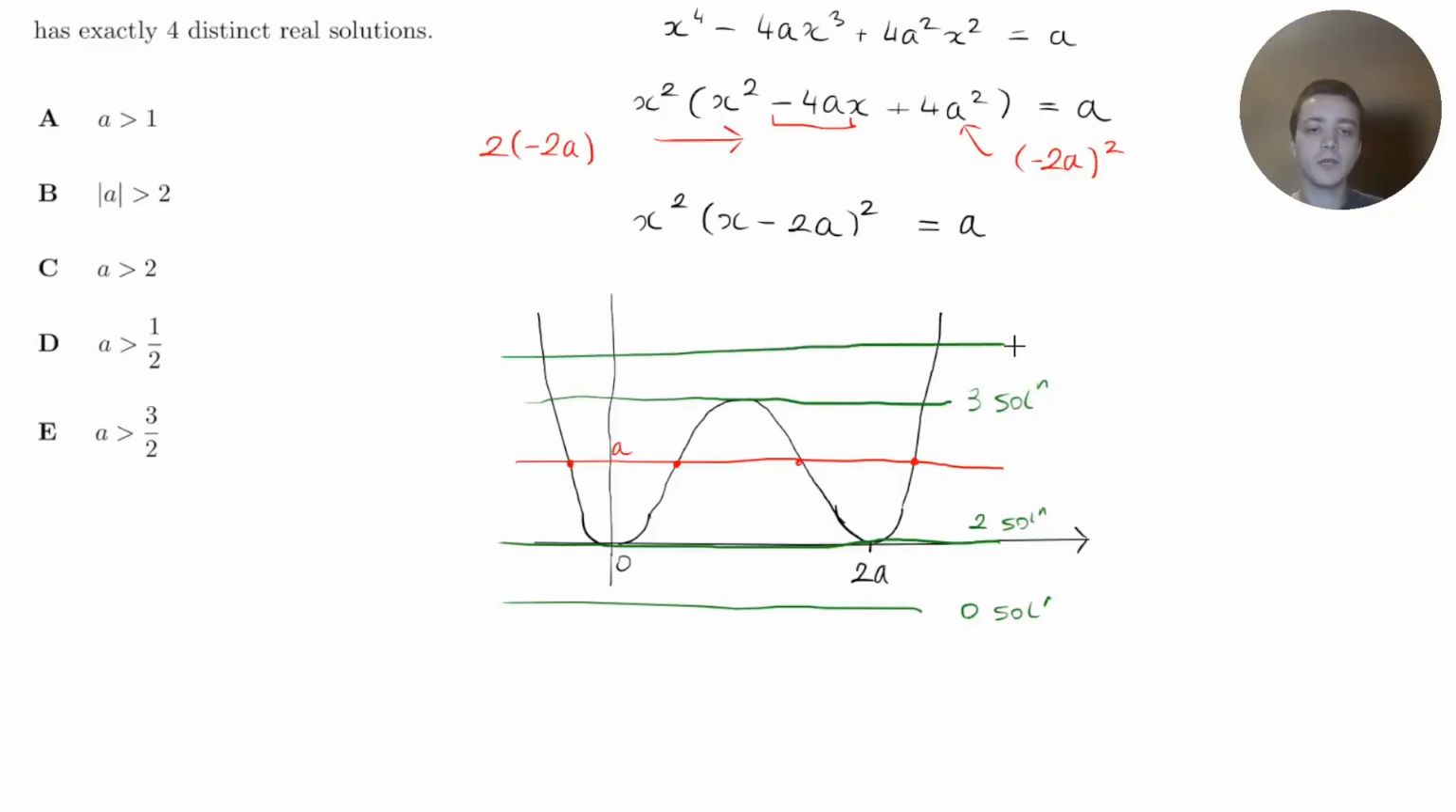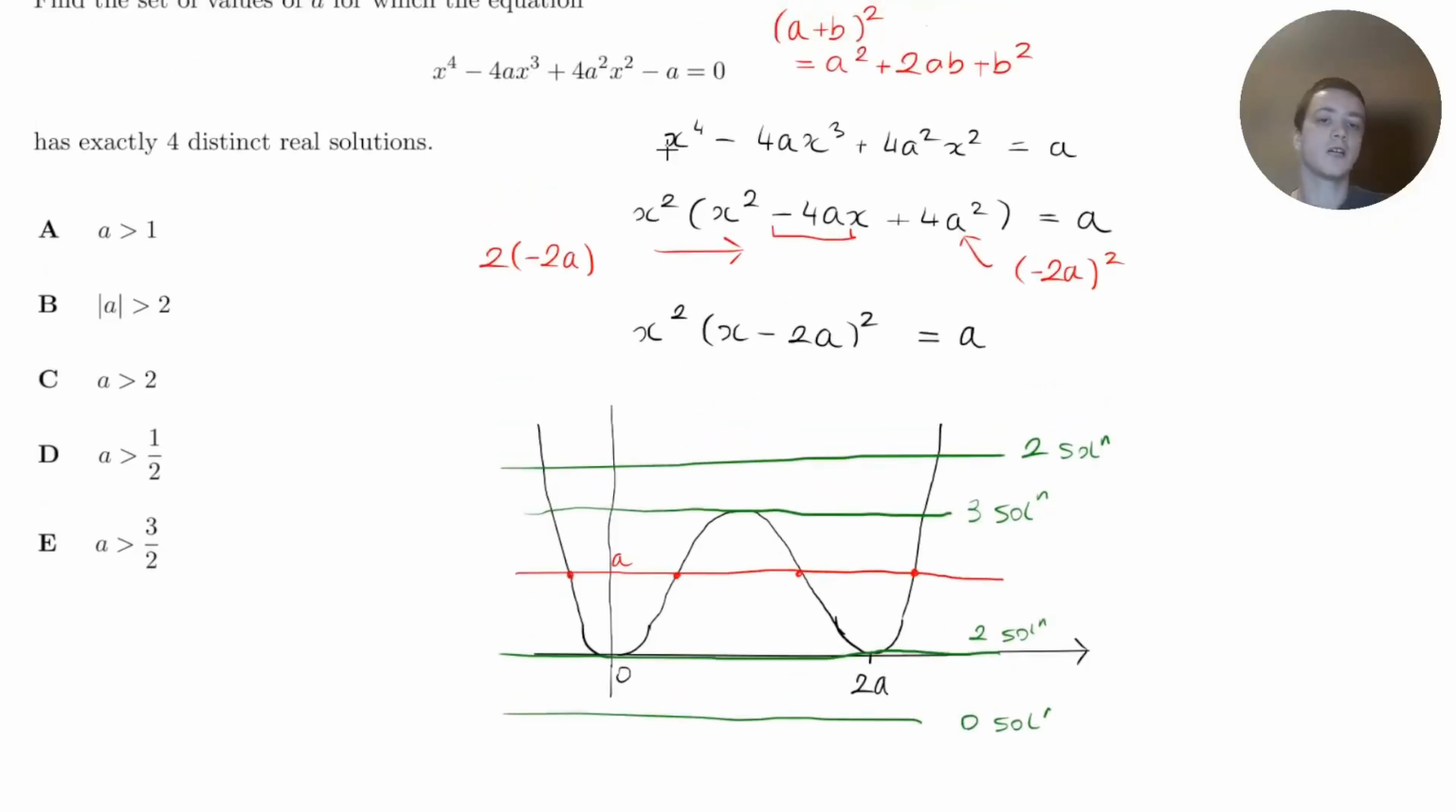And above that, we're only going to have 2. So what we want is a line like this red one over here, something which is between 0 and the height of the turning point. And that means to find the exact set of potential values for A, like this question wants us to do, it's important that we know the height of the turning point of this quartic. So how can we find that?